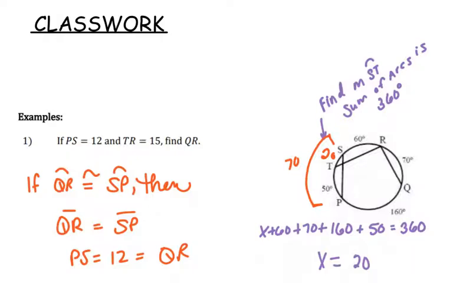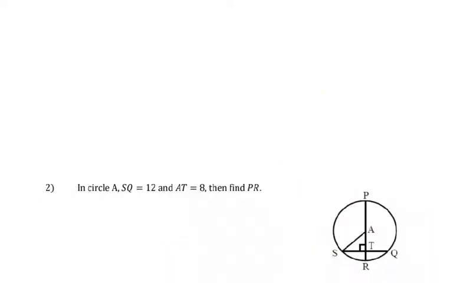All right, here's the next example. You have in circle A, segment SQ is 12, segment AT is 8. Then you want to find PR. Now there's a couple of segments here that we can identify. SQ is a chord because it has endpoints on the circle. PR, the segment that we want to look for, is a diameter, and we want to keep in mind that the diameter is twice the radius. In my diagram, I see a radius AR, I see another radius AS, and then I have the measurement of AT, but AT is not a radius and it's not a chord.